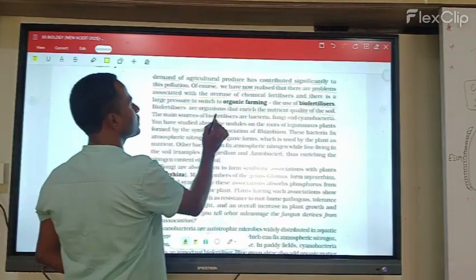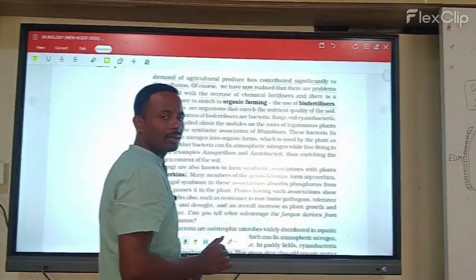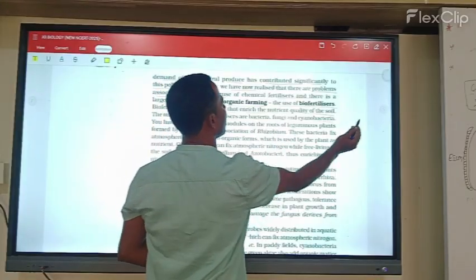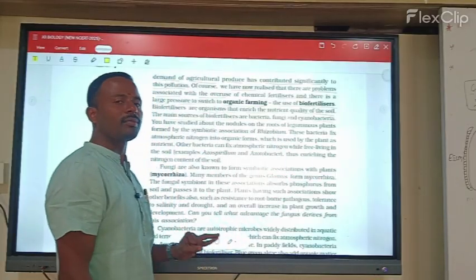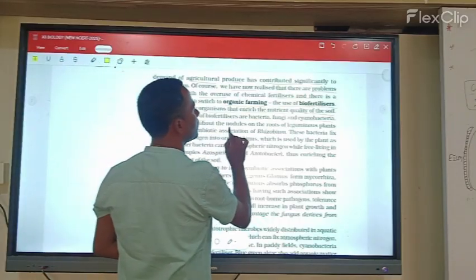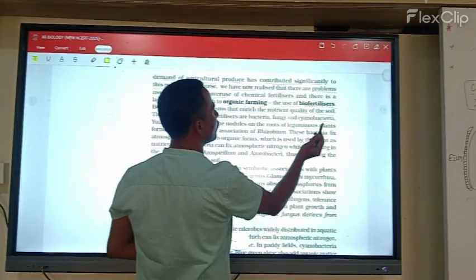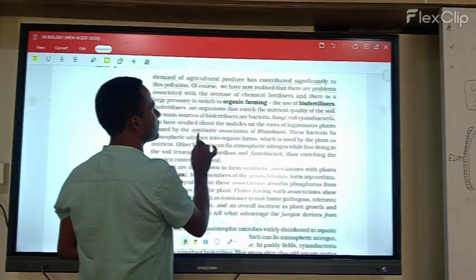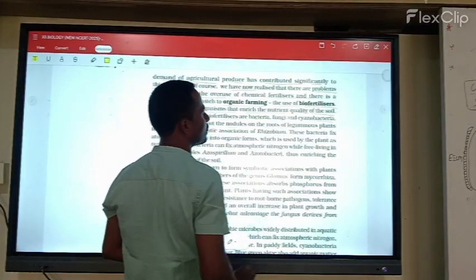Next, what are the major sources of biofertilizers? They are bacteria, fungi, and cyanobacteria. Next, you have studied the root nodules of leguminous plants, which form a symbiotic association with Rhizobium bacteria.